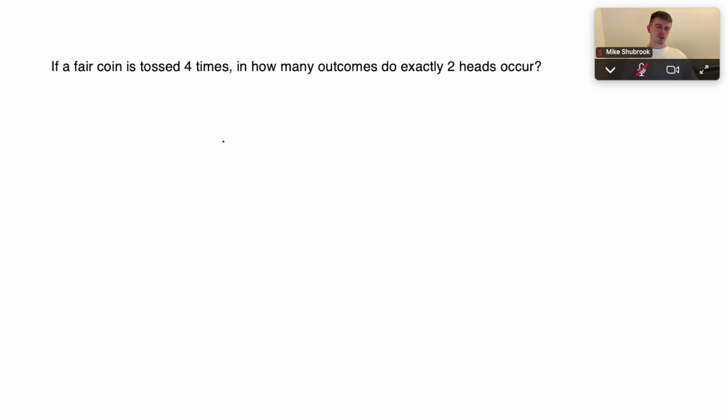A fair coin is tossed 4 times. In how many outcomes do exactly 2 heads occur? So we want 2 heads and 2 tails. We can think of placing 2 heads among 4 positions. The first head has 4 possible positions to go. The second head has 3 possible positions to go. So the answer is 12.